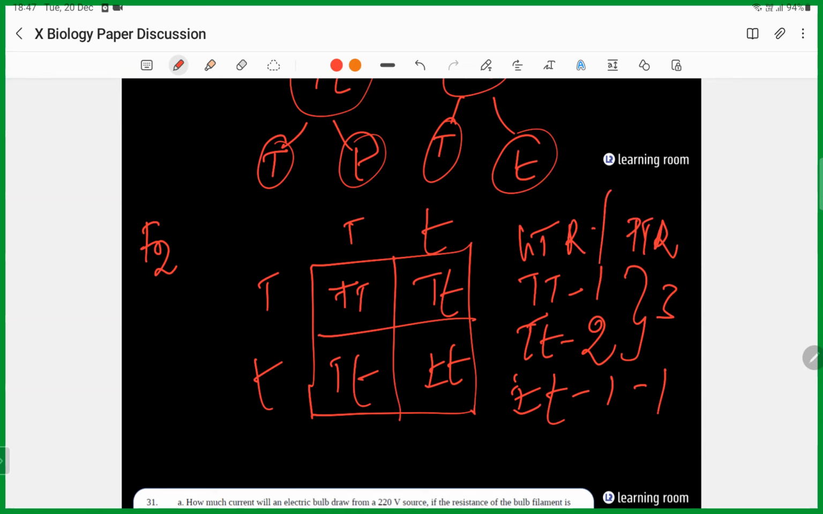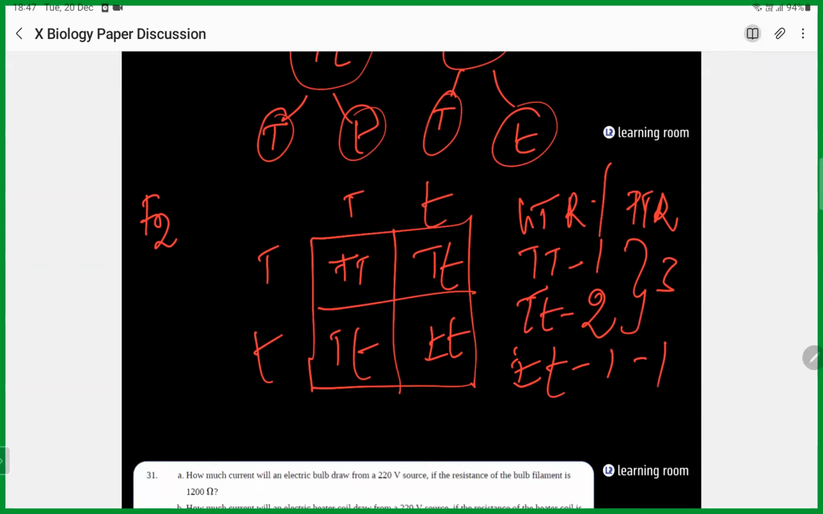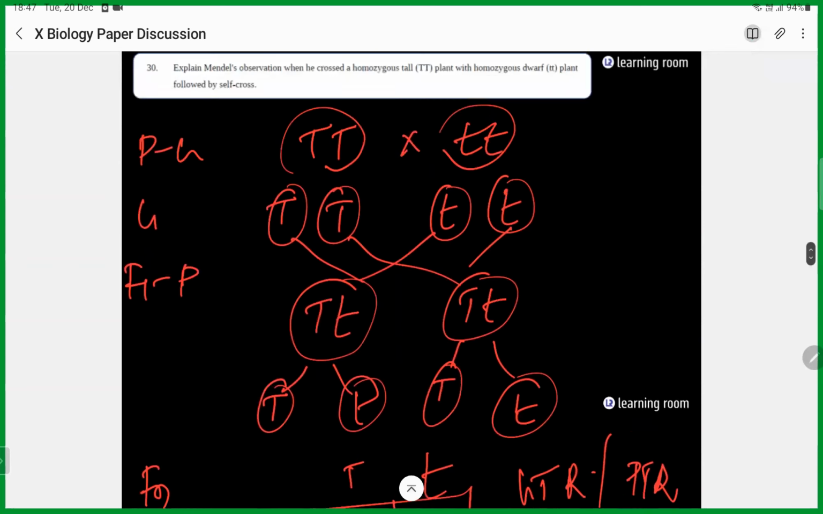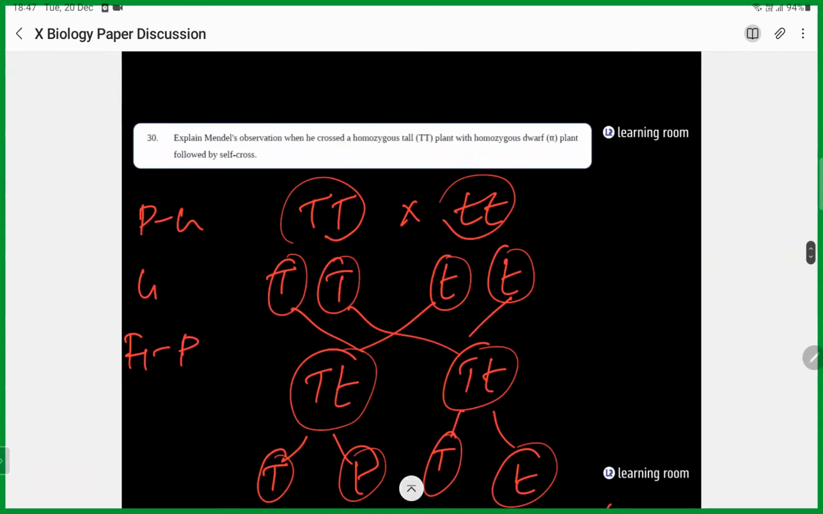Fine. Apart from the ratio, did you mention anything else? I didn't mention any conclusions. I only explained this in words because it is only 3 marks and they didn't ask for a conclusion. They only asked for the observation. Okay, I'm just asking. Anyway, if it is 5 marks, what will be your conclusion?